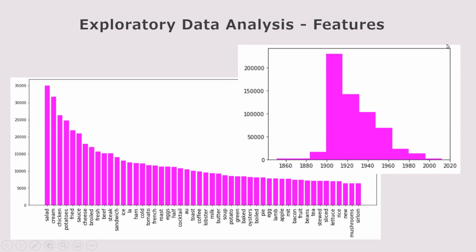I also did some data analysis on the features, and this was the most notable too. So at the bottom left, you can see the most common words in the dish name across all of the menus. So the most common were salad, cream, chicken, potatoes, and fried. So I thought it was really interesting to see what words were being used and what types of dishes were being served during these time periods. Then on the top right is the distribution of dates throughout the data set. So you can see that it's kind of unbalanced. Most of them are from the early 1900s, but we also have dates from all of the decades covered by the data set.